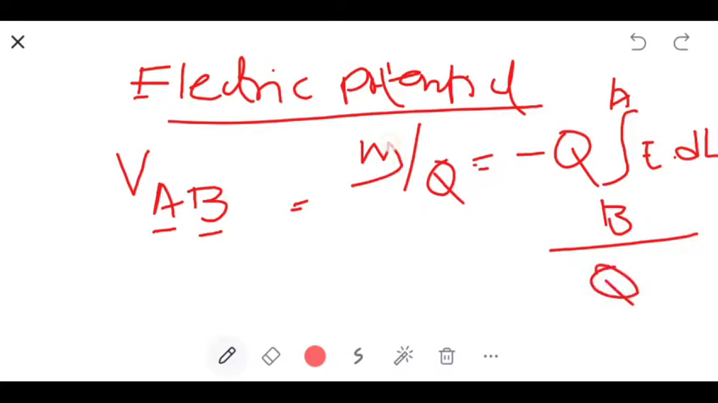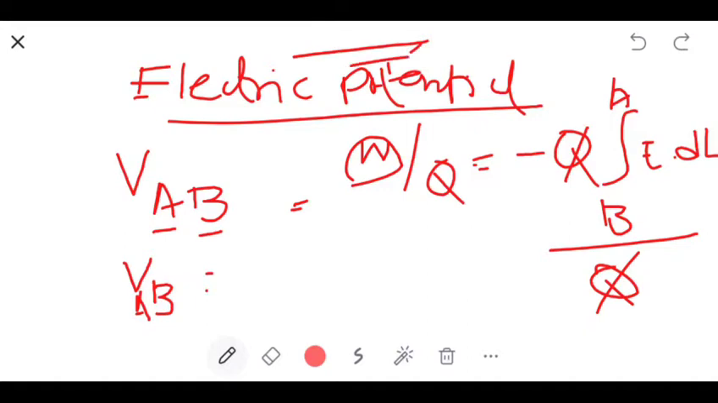Already we obtained W, that is minus q integral E dot dl, from initial position to final position, divided by the charge. Q gets cancelled. Therefore, the electric potential in moving a positive charge from B to A is VAB equal to... If the charge is moved from B to A opposite to the field, then work is done. We say the electric field is in this direction, and only when we go opposite to it is work done. What happens if we go along the same field?